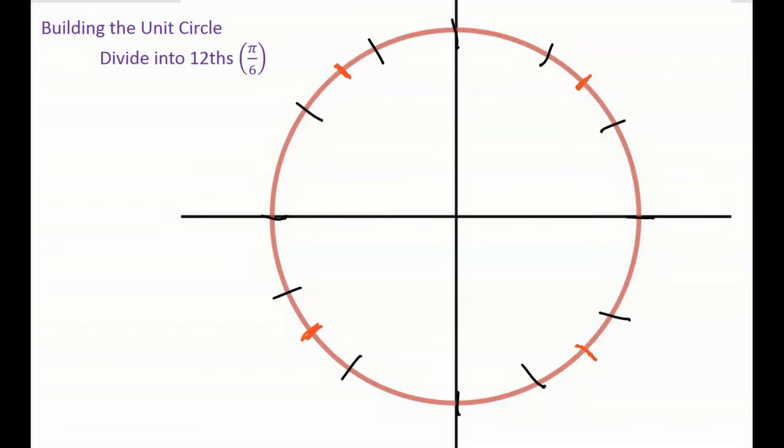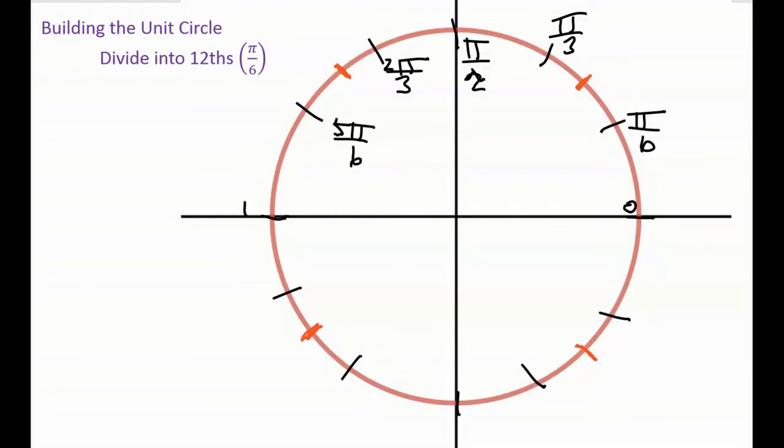Watch this. I'm going to go back to black so you can see. So remember, you always start at 0. And this is 1 pi over 6. Don't count the red one. This is 2 pi over 6, which reduces to pi over 3. This is 3 pi over 6, which reduces to pi over 2. That's a 2. This is 4 pi over 6, which reduces to 2 pi over 3. This is 5 pi over 6.